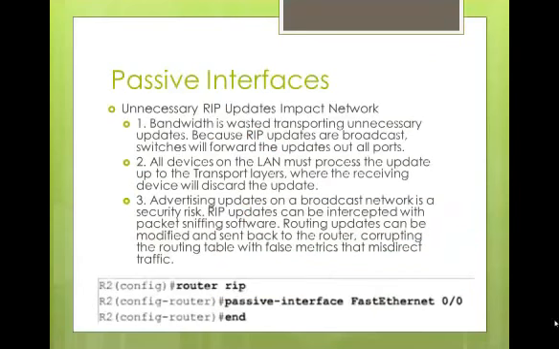RIP version 2 supports passive interfaces, just like RIP version 1 did. Again, we want to turn our interfaces passive if there is no need to send updates out them. If there is no router on the other end, there is no reason to send an update out that interface. So we want to make them passive.